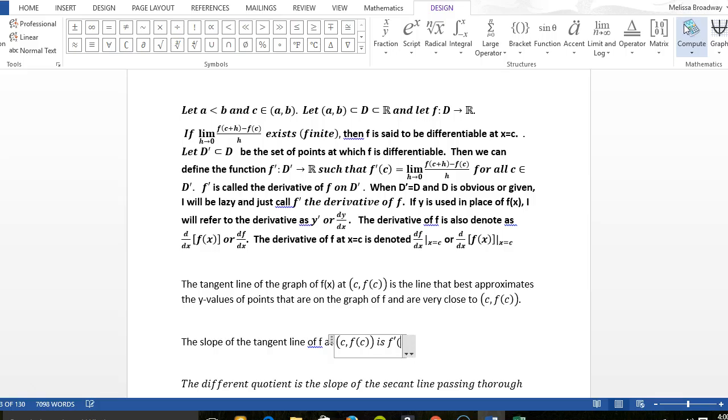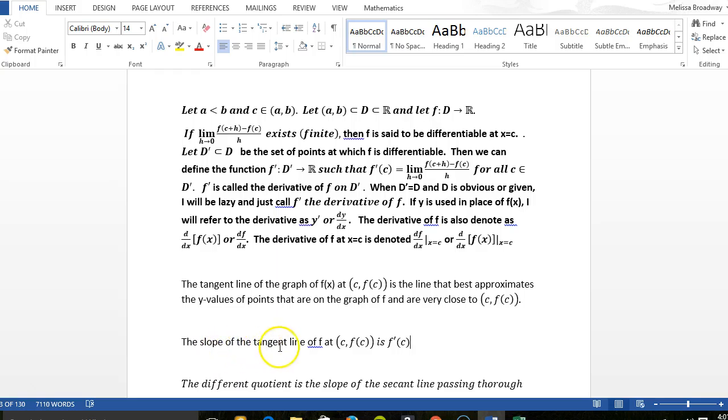Now that's the visual definition, but it doesn't do much in the way of actually telling you how to get the numeric value. This up here told you how to get the numeric value. This is the visual definition, okay? So f prime of c is the slope of the tangent line of f at c, f of c, okay?